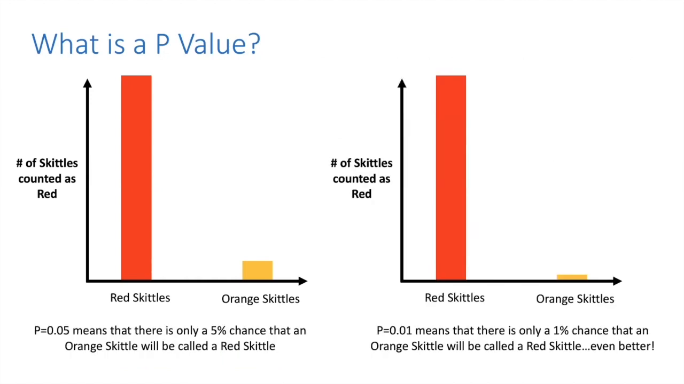Let's review some more examples of different p-values. On the left-hand side, we have a p-value that equals 0.05. That means there is only a 5% chance that an orange Skittle will be called a red Skittle. On the right side, we have a p-value of 0.01. That means that there is only a 1% chance that an orange Skittle will be called a red Skittle. This is an even better result and statistically significant.